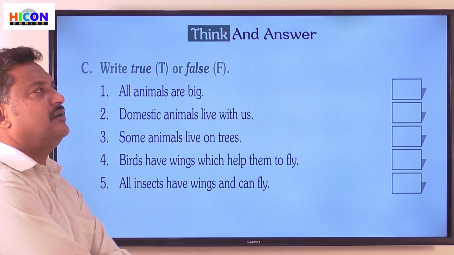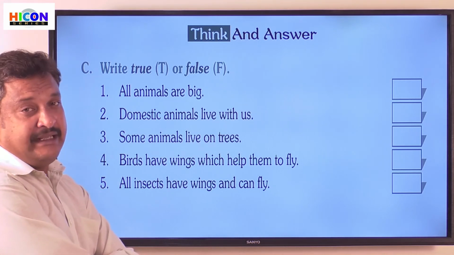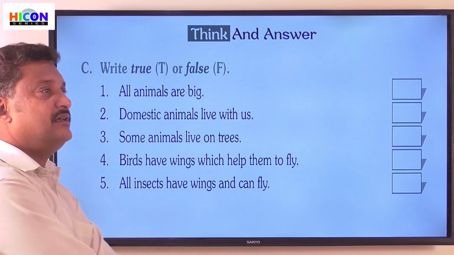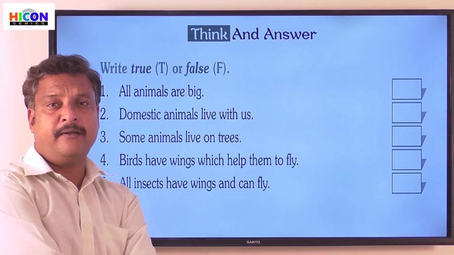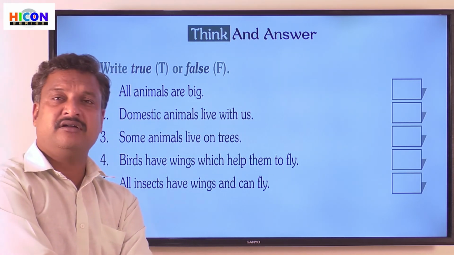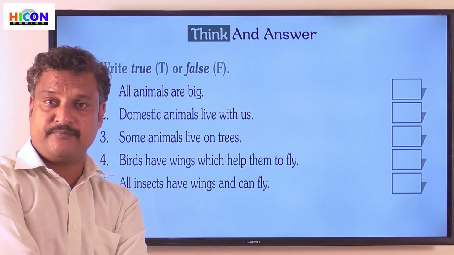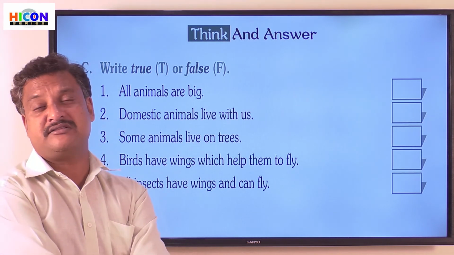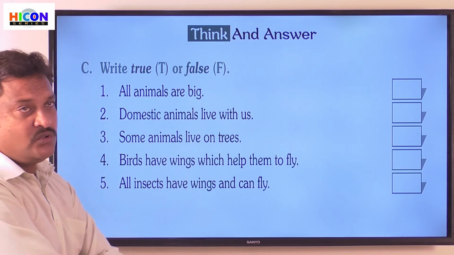Third one, some animals live on the trees. We were discussing the place where different animals live. Lions and tigers, they live in a den. Animals like monkeys and squirrels, they live in the trees. Animals like buffaloes, giraffes, donkeys, and all, they live under the tree. Then rabbits, they live in the burrow. Snakes and rats, kinds of things, they live in holes. Right? So in this, as we have already said, animals like monkeys and squirrels, they live in trees. So that statement also is a true statement.